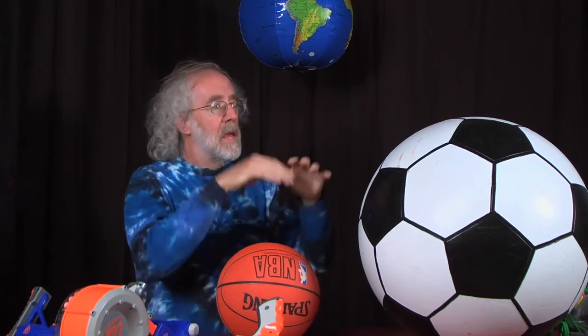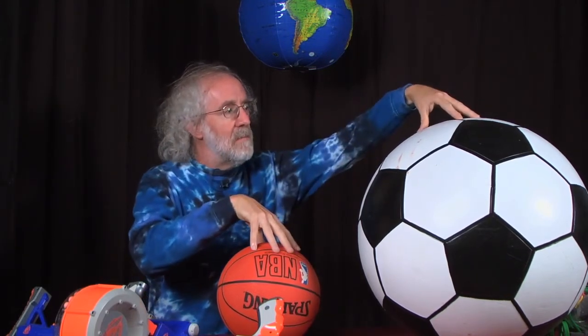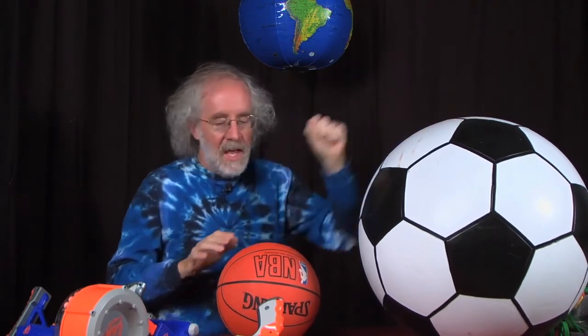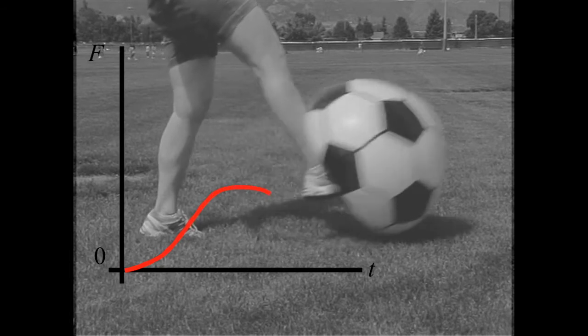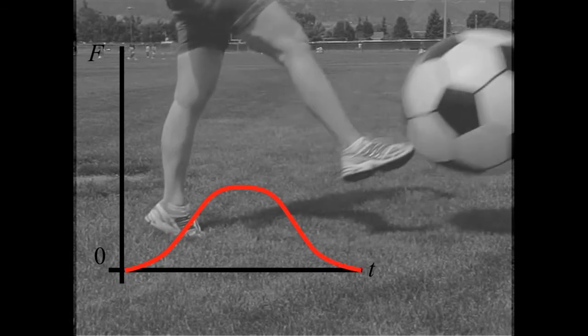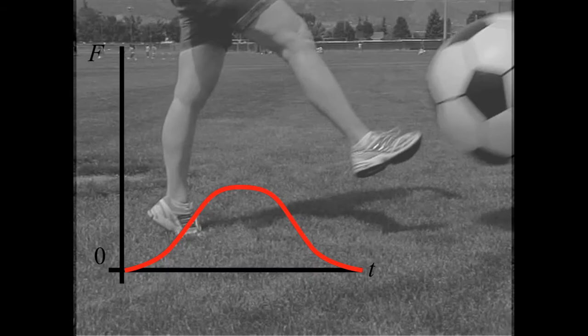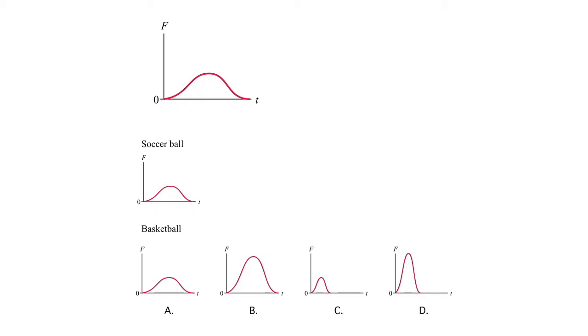Okay? Now these two balls have about the same mass. So I'm going to imagine the following situation. I kick ball 1 and I kick ball 2. They both fly off at exactly the same speed. They both have exactly the same mass. The change in momentum of the two balls is therefore exactly the same. The force versus time curve for kicking ball number 1 looks like this. What should the force versus time curve for ball number 2 look like? We'll give you some choices.